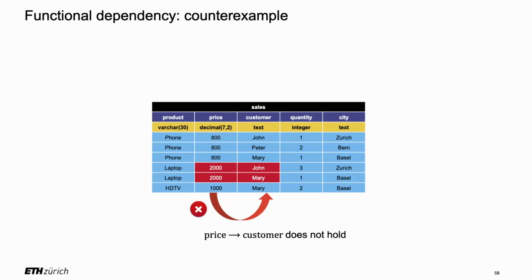So if I want to prove that price functionally determines customer doesn't hold, I just need a counterexample, and it's right there in red. I have two tuples that agree on price, but they disagree on customer. That's enough to prove that the functional dependency is broken, right? So it doesn't hold. Okay.